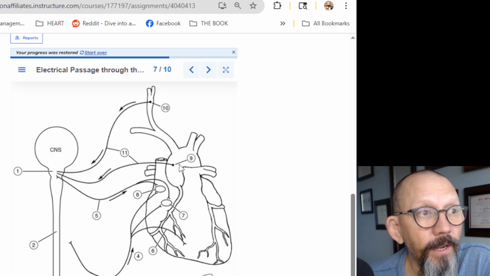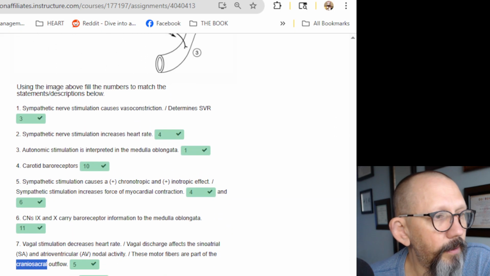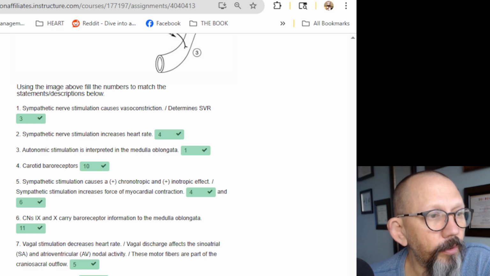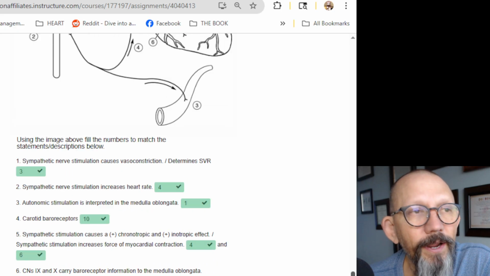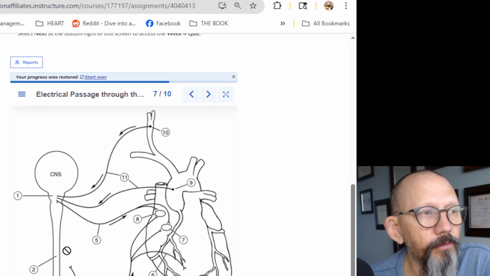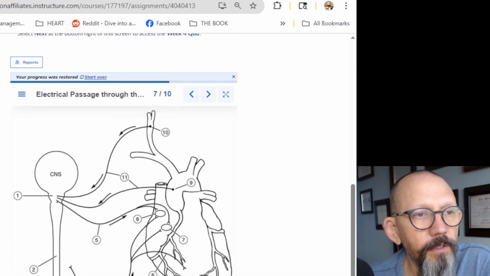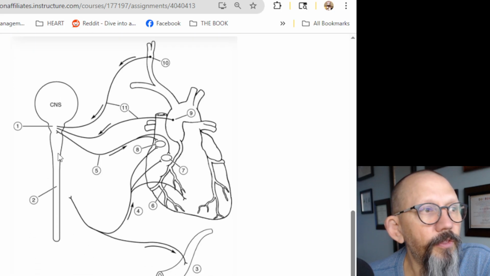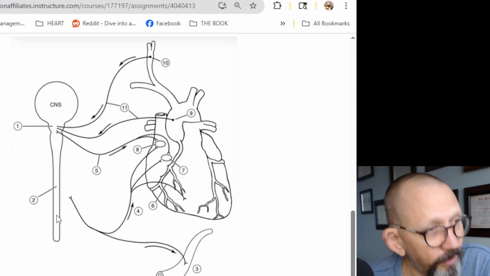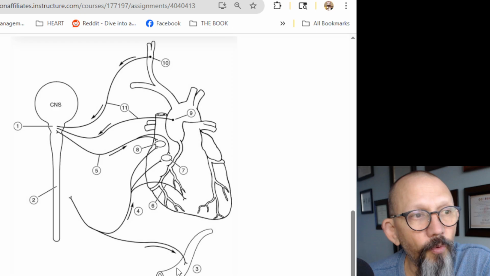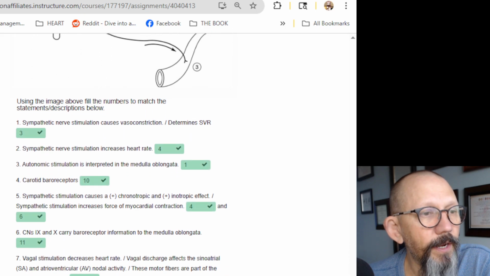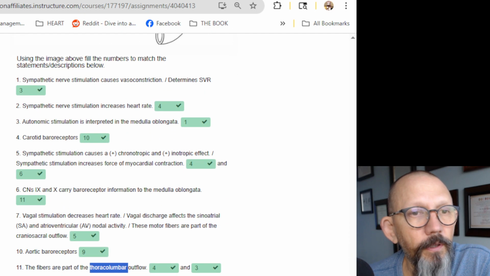Aorta. Bing. Right there. Aortic baroreceptors. Where are we at? Fibers are part of the thoracolumbar outflow. So it gives you thoracolumbar. Let me get this up here actually so you can see it. Thoracolumbar, that's the sympathetic chain. And their motor, it's going to be 4 and 3. Let's see if we got that right. 4 and 3. Yay us, right?